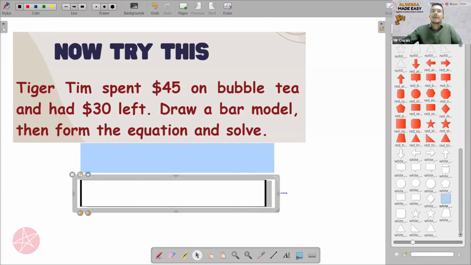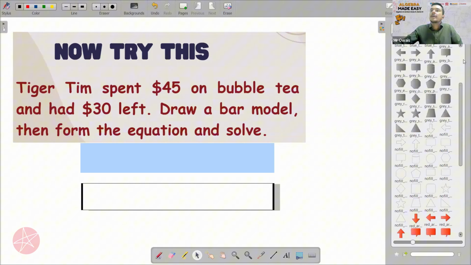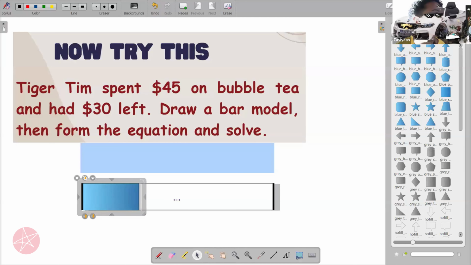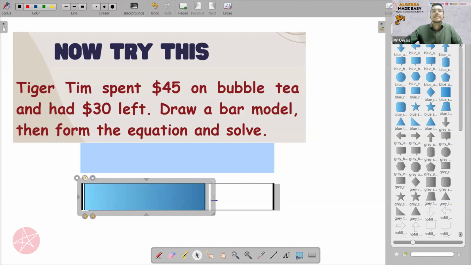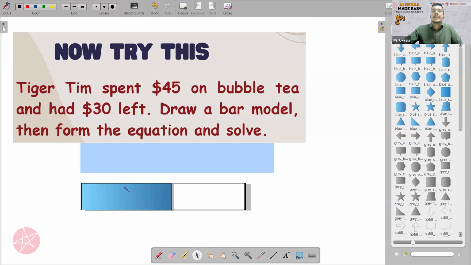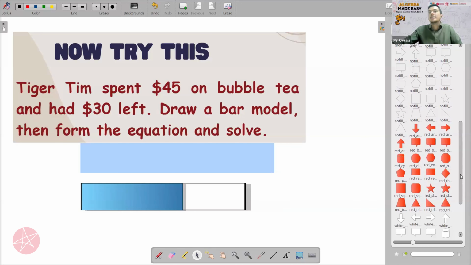So if this entire bar represents the total amount that Tim the Tiger had, then we're going to make another one in here. I'm going to use this blue rectangle to represent how much money he spent. This is the amount of money that the tiger spent, right? And then there's another part remaining. Maybe I make this a little longer. That one is going to represent what? $30 left, or how much he has remaining, right?